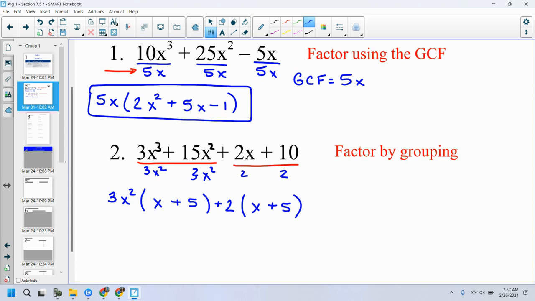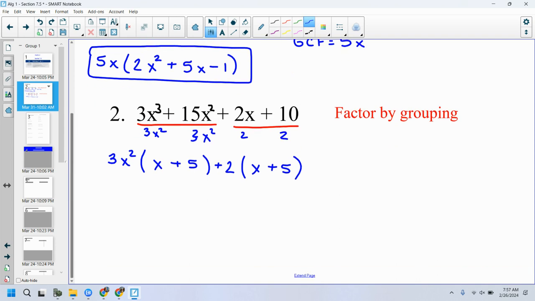Now, what do you notice? Same binomial, right? The common binomial. We see this x plus 5, which is our first product. Then we put our leftovers. Now, what's left over after I remove the x plus 5? The 3x squared, and then the plus 2. Everybody follow me there?